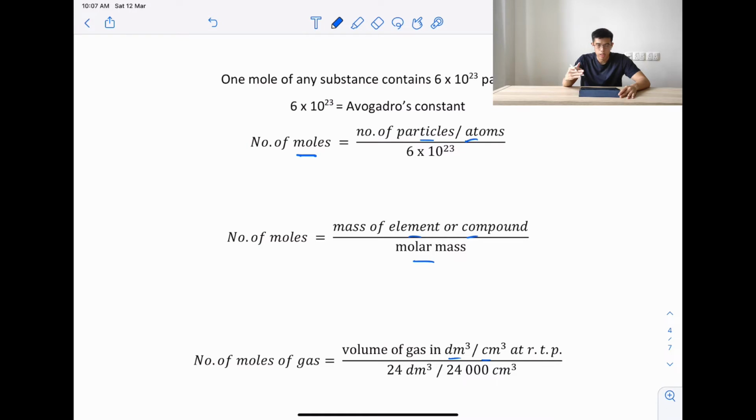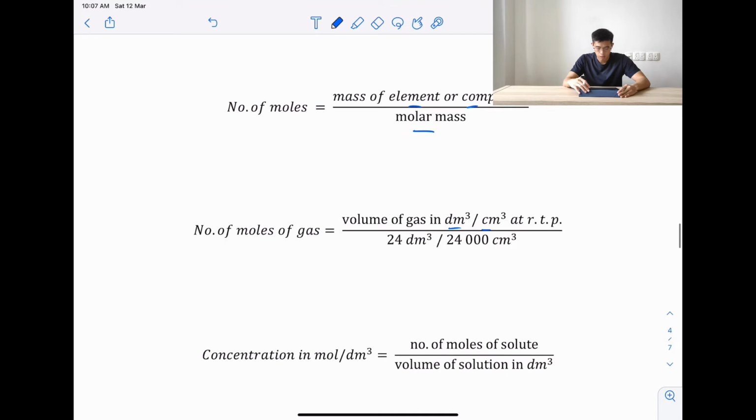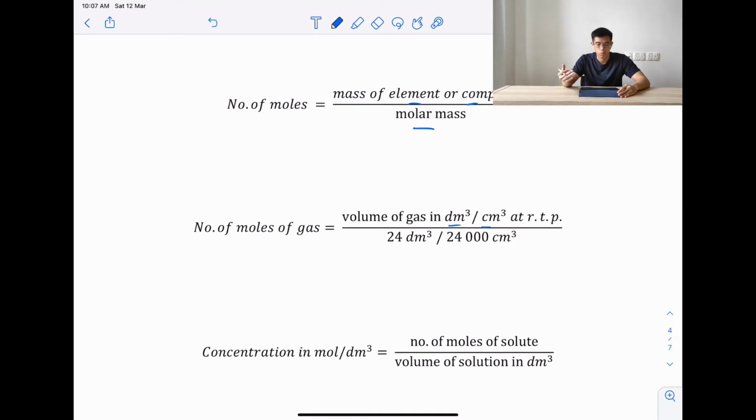So if you are taking the volume of gas in dm³, you divide it by 24 dm³. And if you're taking the volume of gas in cm³, you divide it by 24,000 cm³. The reason is 1 dm³ is equal to 1,000 cm³. Now let's move on to concentration in mole per dm³.